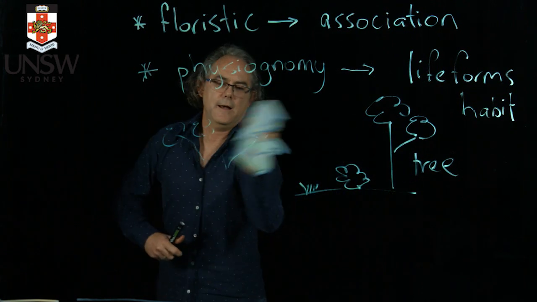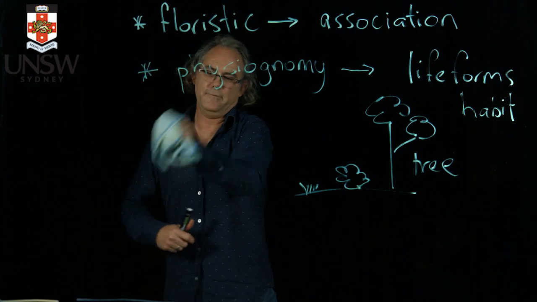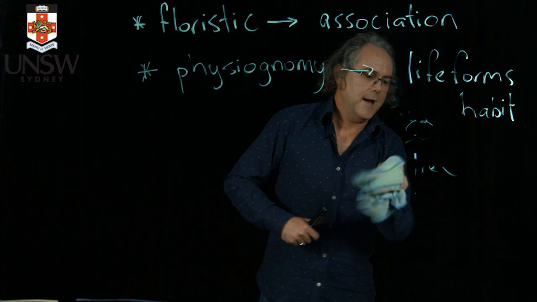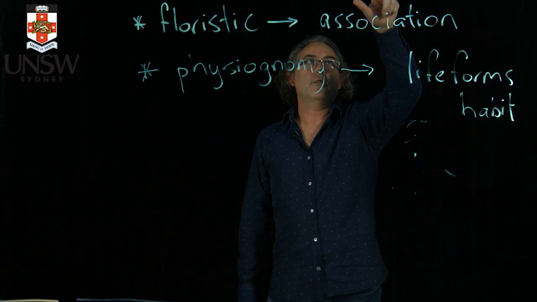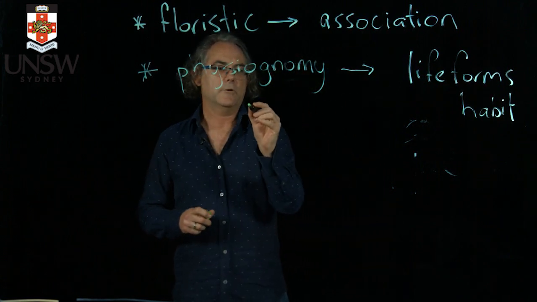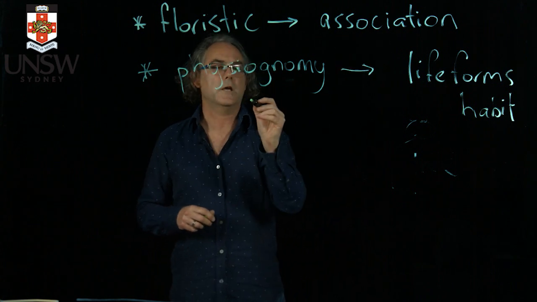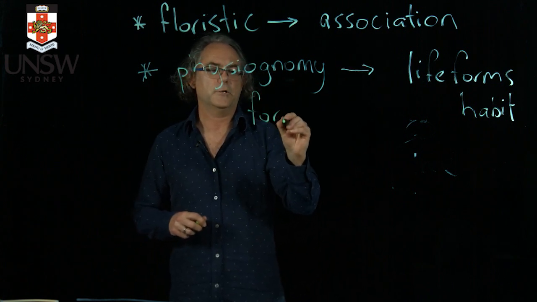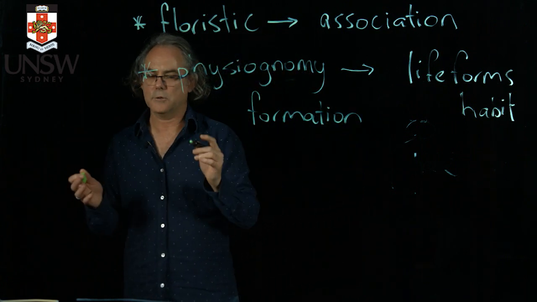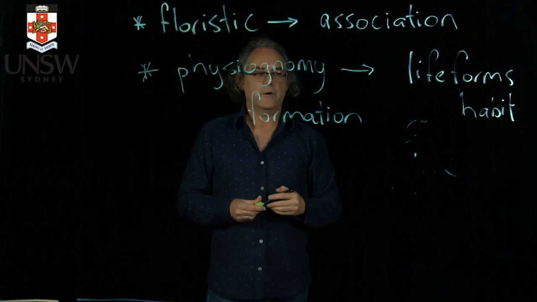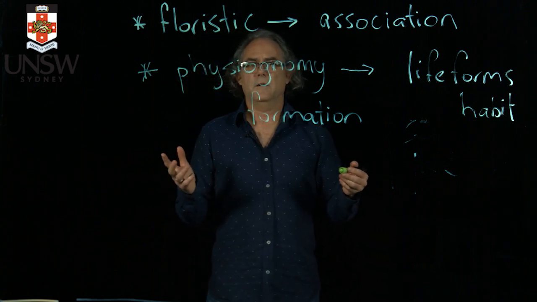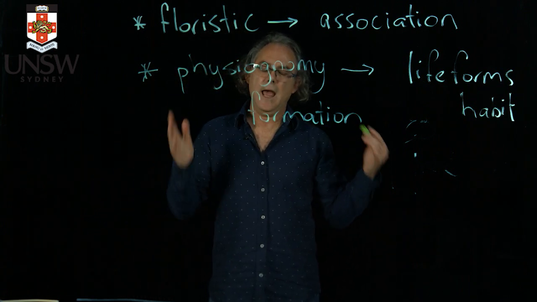Now, if I describe a vegetation community on the basis of its physiognomy, then I am actually describing something that's not a vegetation association, but a vegetation formation. And remember, physiognomy is just how it looks. So some of the components that are important, not only life forms, but how high are the trees? How much cover does the canopy make?